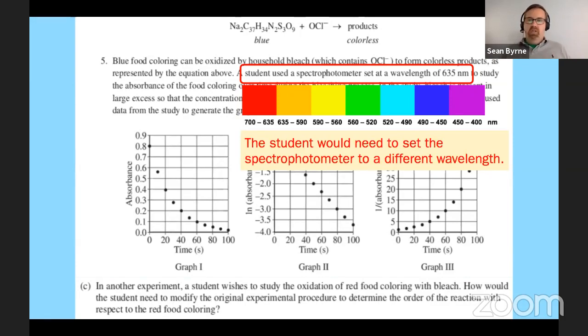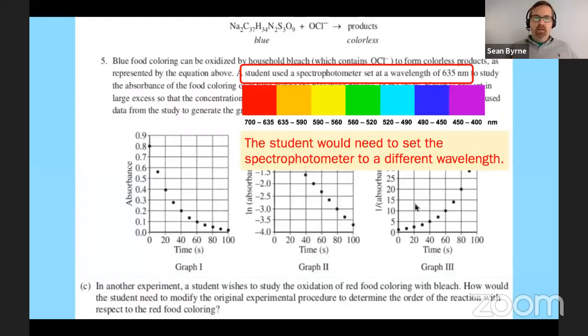You would not be expected to say anything more specific than that. If you wanted to add a wavelength that is further away from red, or on the opposite end of the spectrum, that would be fine. But you would not be expected to say, oh, 635 nanometers is red, we're going to move it from red back over to blue, to 450 or anything like that. That's beyond the specifics that are needed. We want you to recognize that a spectrophotometer works best when the wavelength is different from the color of the solution. Because we have a red food coloring here, we're going to have to pick a different wavelength of light.